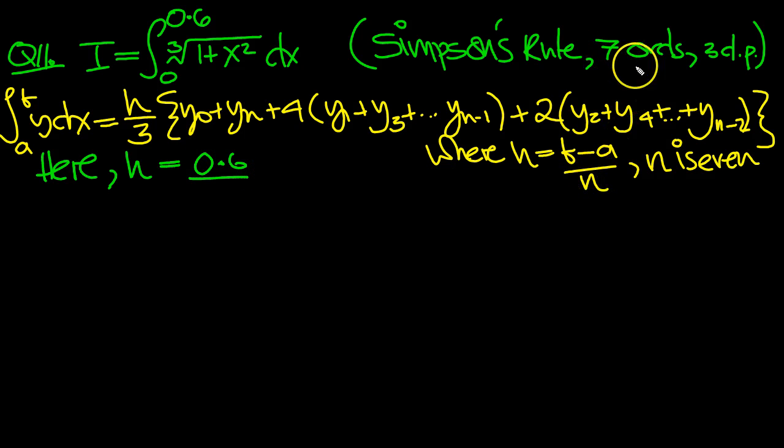The number of intervals is 1 less than the number of ordinates. So there's 7 ordinates, so there's 6 intervals. So this works out at 0.1 then. So our increment, our interval distance is 0.1. So we've got 7 ordinates. Let's write them down then.